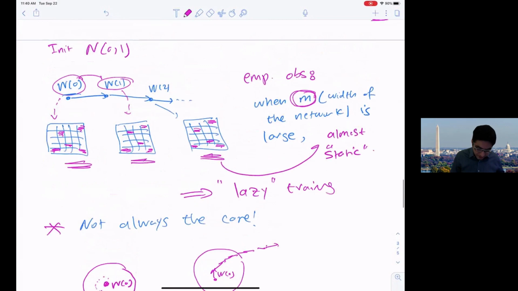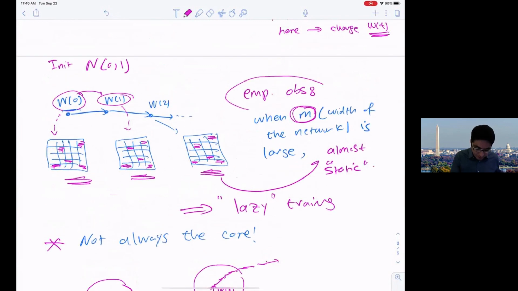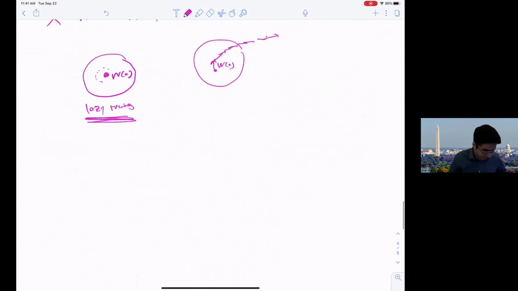So as I mentioned, this is an empirical, purely empirical observation. We just run gradient descent, we look at these weights and say, oh, geez, look at the changes. It is not significantly changing from one step to another step. So they are almost static. There are some changes, but not a lot.